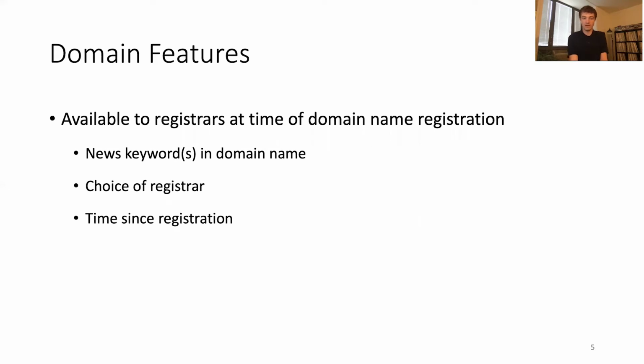So first, we define domain features as features that are available to domain registrars at the time of domain name registration. These features can be extracted from domain names themselves and WHOIS records, which provide information about the registrants of these names. Several key features include the presence of newsy keywords in the domain name, such as Gazette or Herald, the choice of a registrar, and how long ago the domain name was registered. For example, many disinformation websites we find use low-cost registrars to quickly set up a domain name. Similarly, they have shorter lifespans and are more recently registered than traditional news outlets.